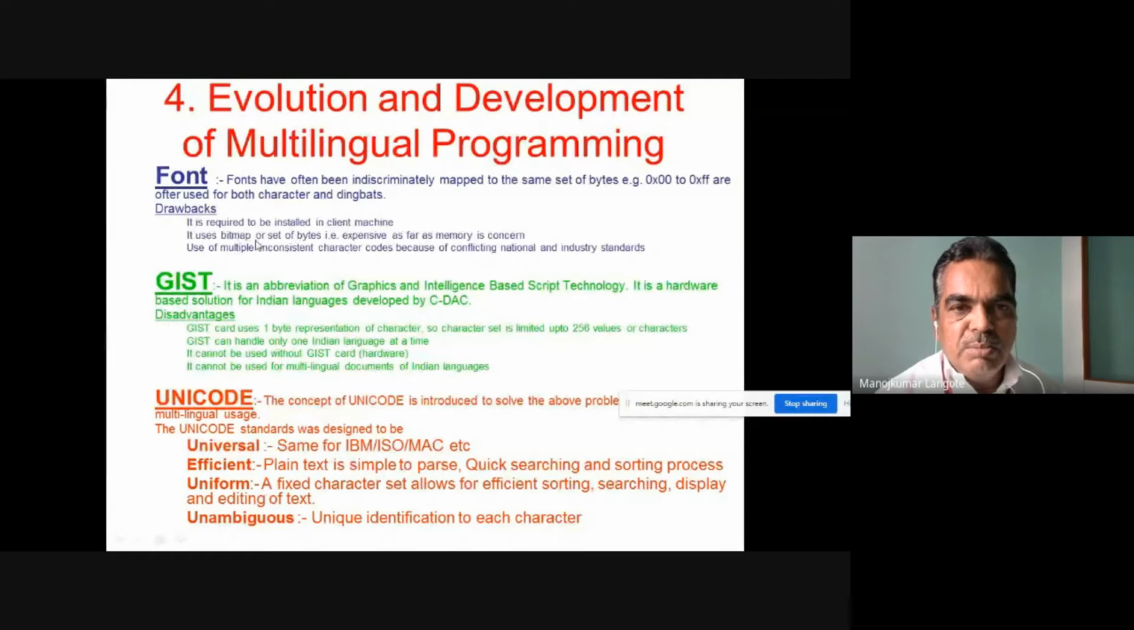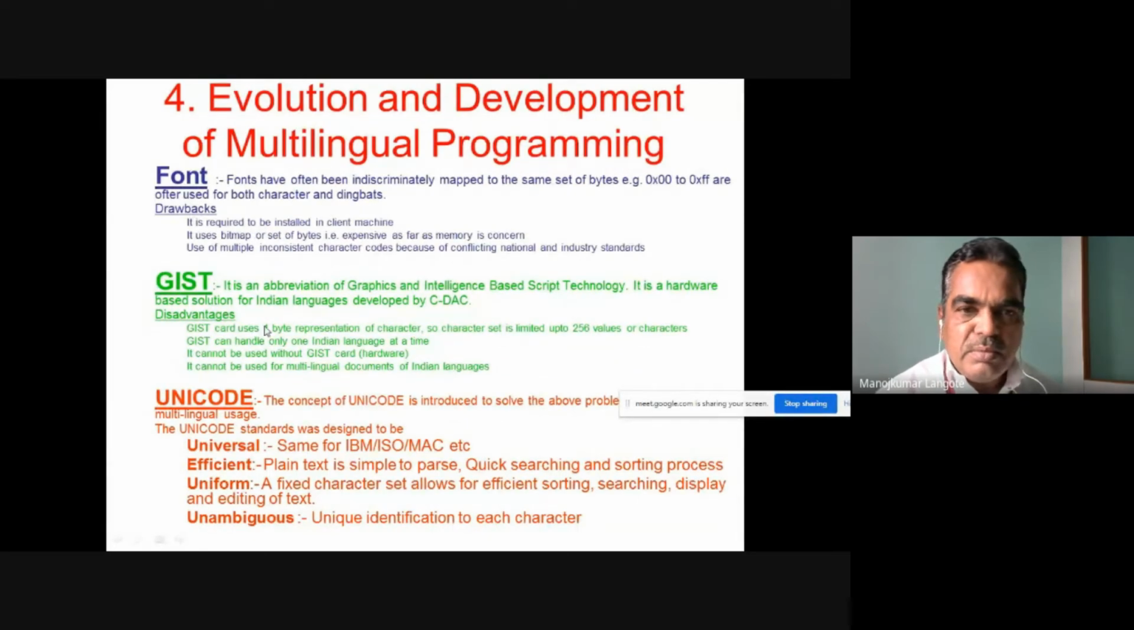Then it uses bitmaps or sets of bytes, and that's why it is expensive as far as memory is concerned. Then there is the use of multiple inconsistent character codes because of conflicting national and industry standards. So these are some of the drawbacks of this font. Basically, it is expensive as far as memory is concerned, and it should be installed on the client machine.